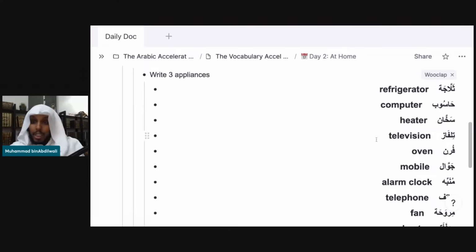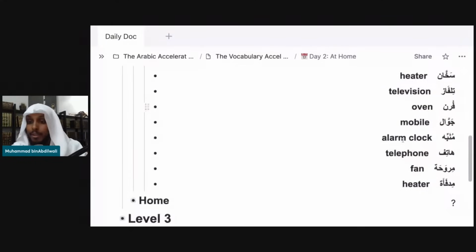Then we have munabbih. Munabbih literally means something that notifies you. But in this context, munabbih means alarm clock because it notifies you of the time. Hatif, telephone. Hatif comes from the word hatafa, which means to call out. So that's where they got hatif from, things you use to call.